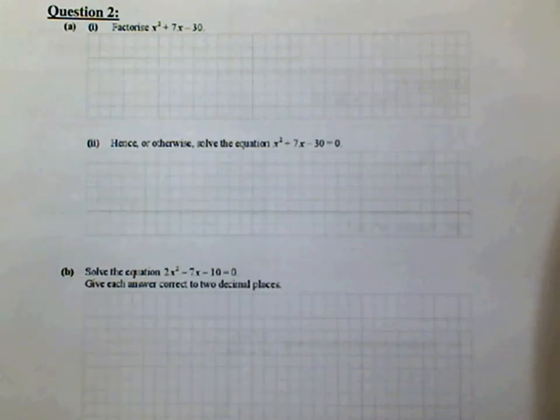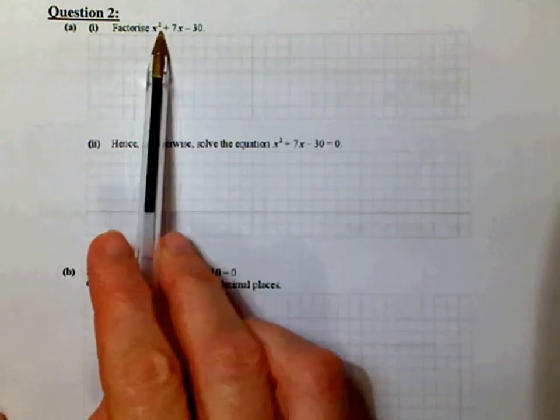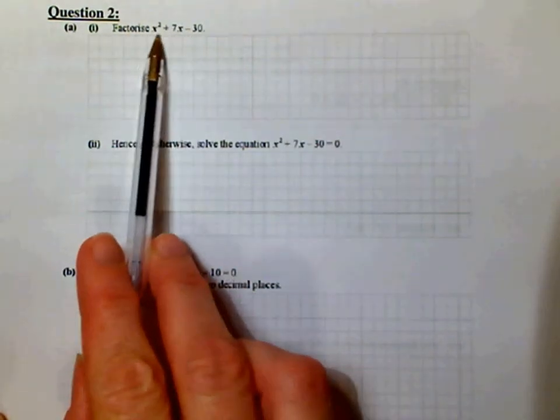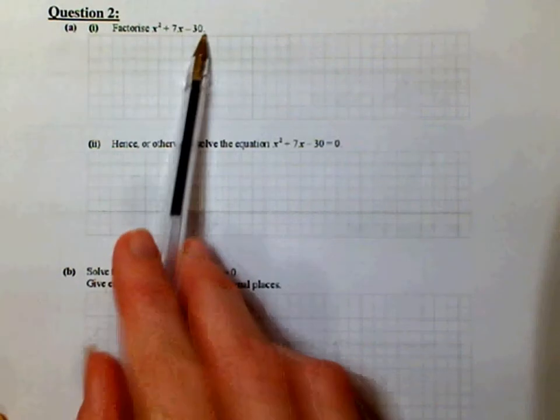So second year higher level algebra test 2, question 2. A part 1, factorize. This is a quadratic expression, so we have to factorize it.